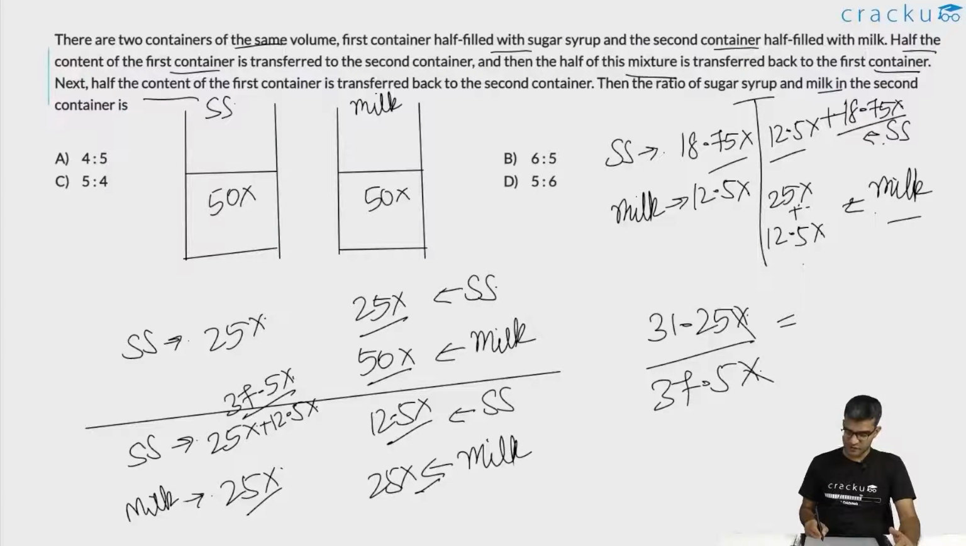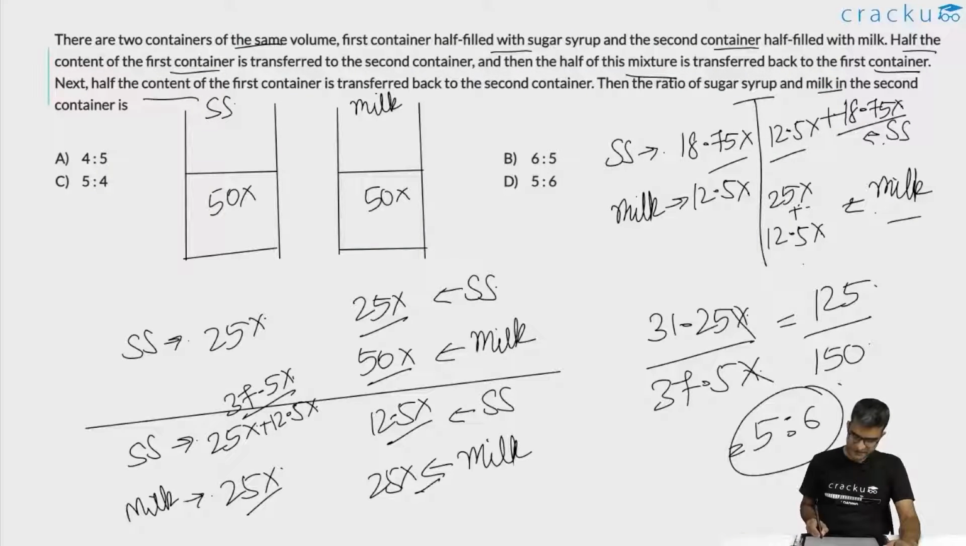31.25 into 4 is 125. 37.5 into 4 is 150. Now you can divide the numerator and denominator with 25. So the required ratio is 5:6. So the answer for this question is option D.